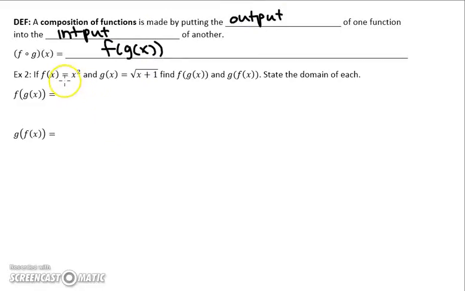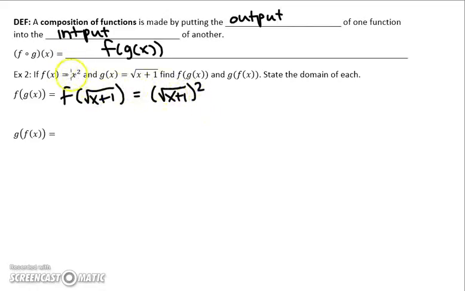So if, again, f of x is x squared and g of x is the square root of x plus 1, we want to find f of g of x and g of f of x and state the domain. So for f of g of x, the output of g of x is the square root of x plus 1. So we're really thinking about f of the square root of x plus 1, which means wherever we see an x, we want to put in the square root of x plus 1. So we want to think about the square root of x plus 1, squared, right?